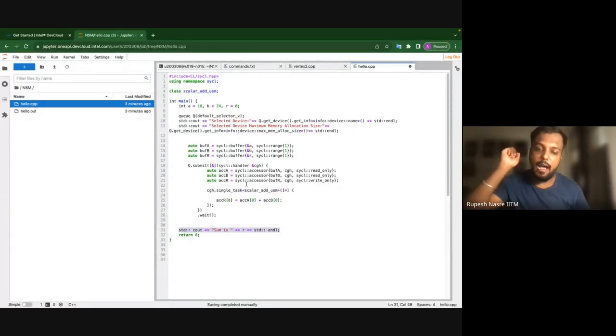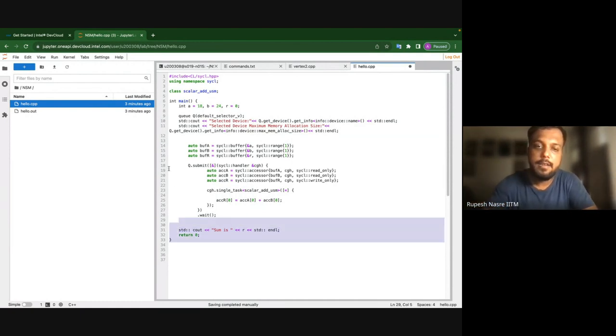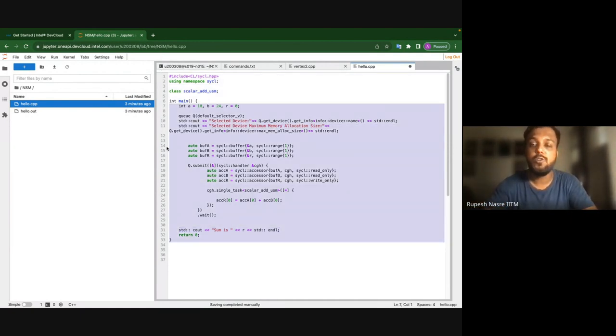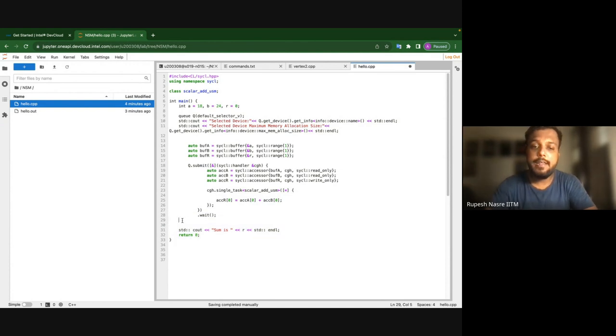But I want you to do this as homework. I will provide this code on the Google Groups. Find me the exact line which is needed if I use the GPU. And the second part of the homework is to take a couple of arrays, add them, write into a third array, and print the sum. If you are getting the right sum, it means you are on the right path, right?